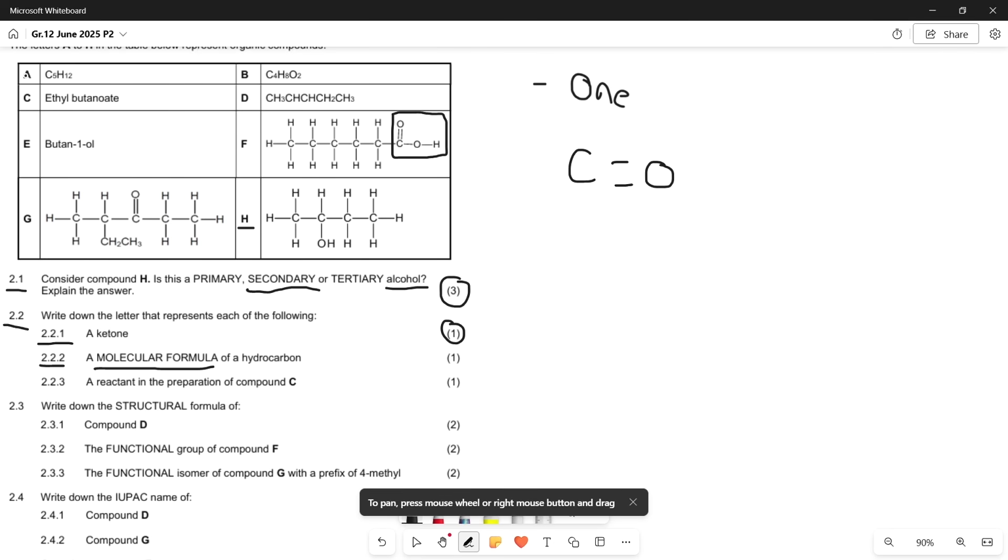So therefore, our answer has to be A here, C5H12, because they are just C's, just H's, and it is in a molecular formula structure. So we had G for the previous one, and we have A for 2.2.2, earning us 1 mark over there.